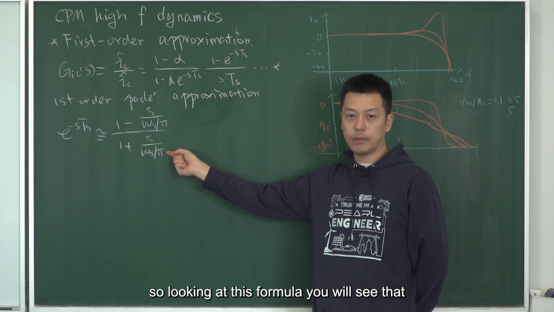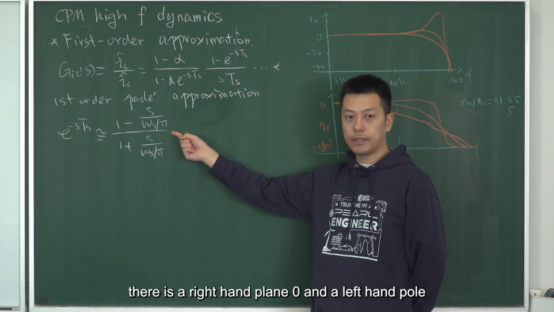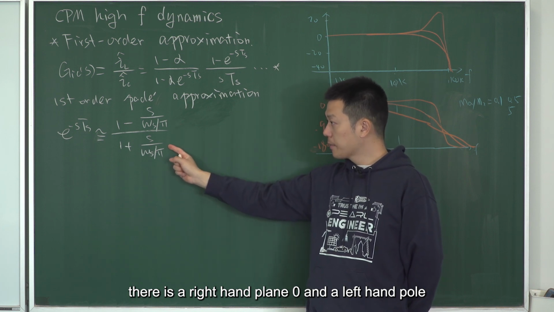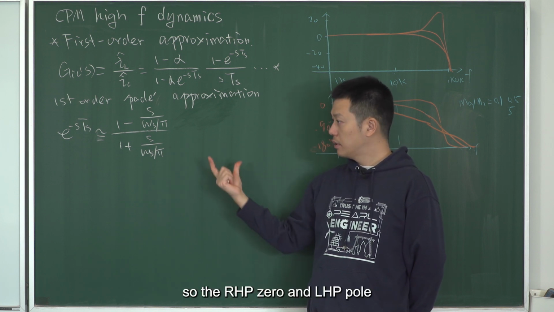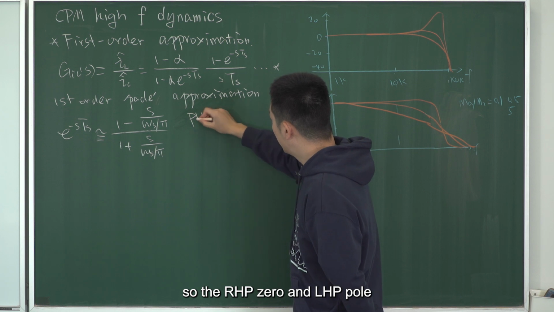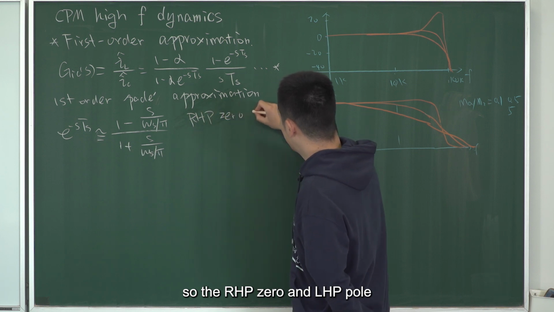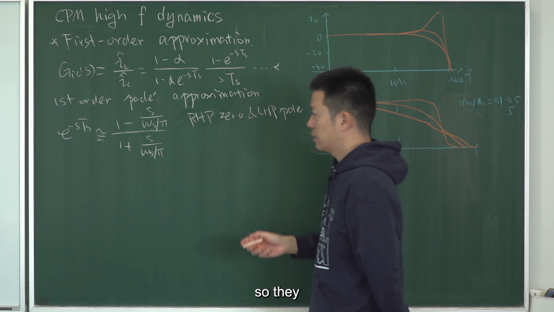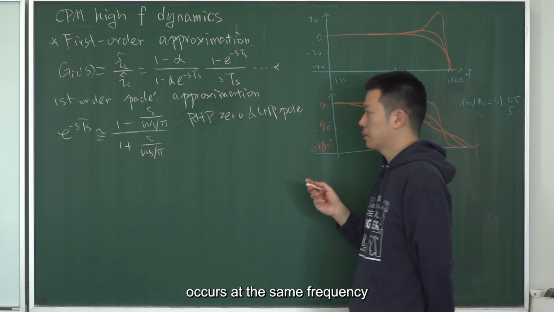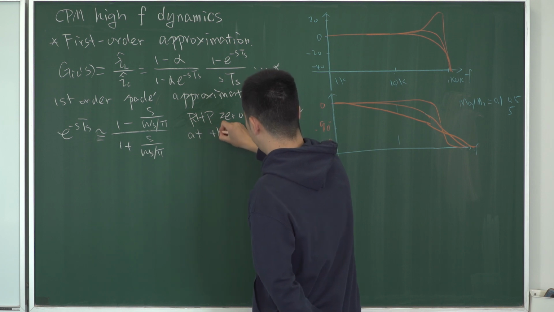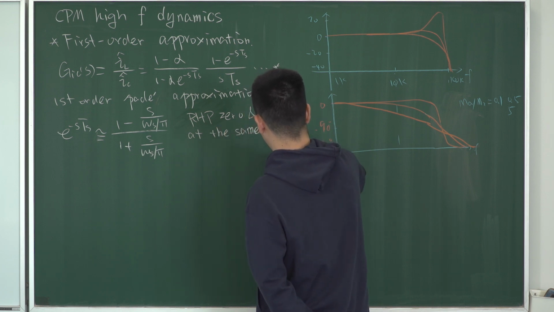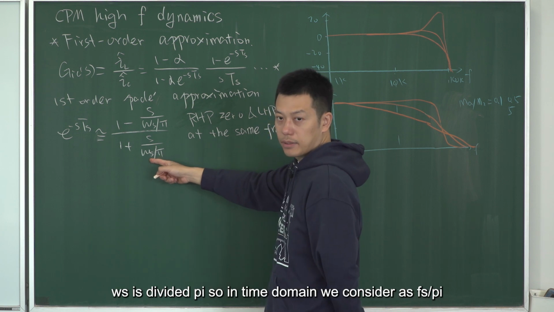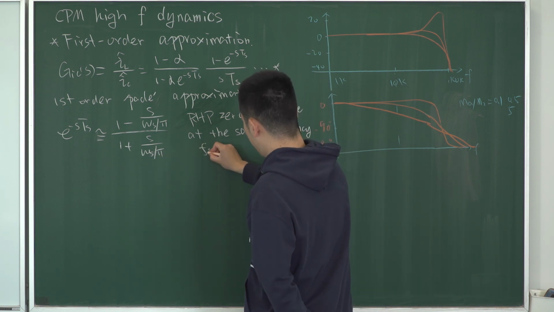Looking at this formula, you will see that there is a right half plane zero and a left half plane pole. They occur at the same frequency, which is omega s divided by pi. In the time domain, we consider it as fs over pi.